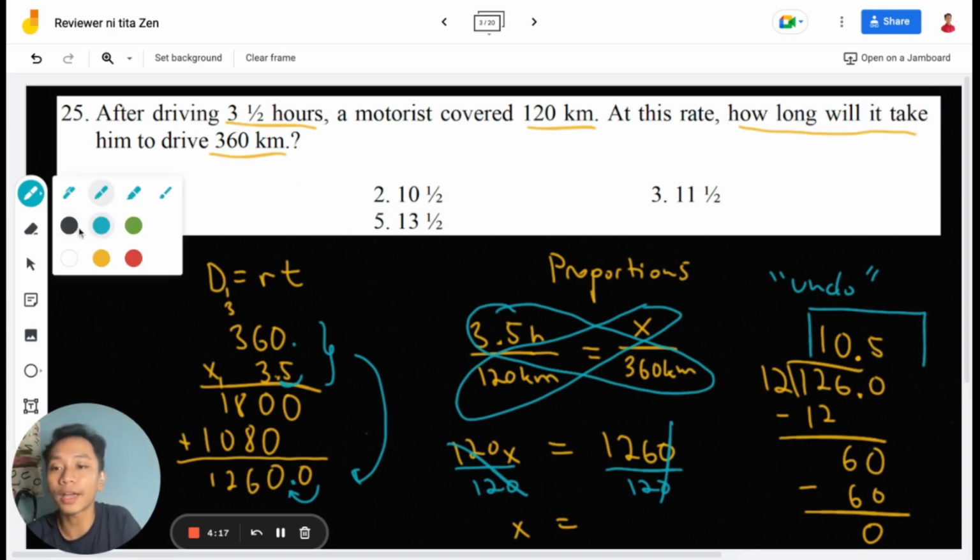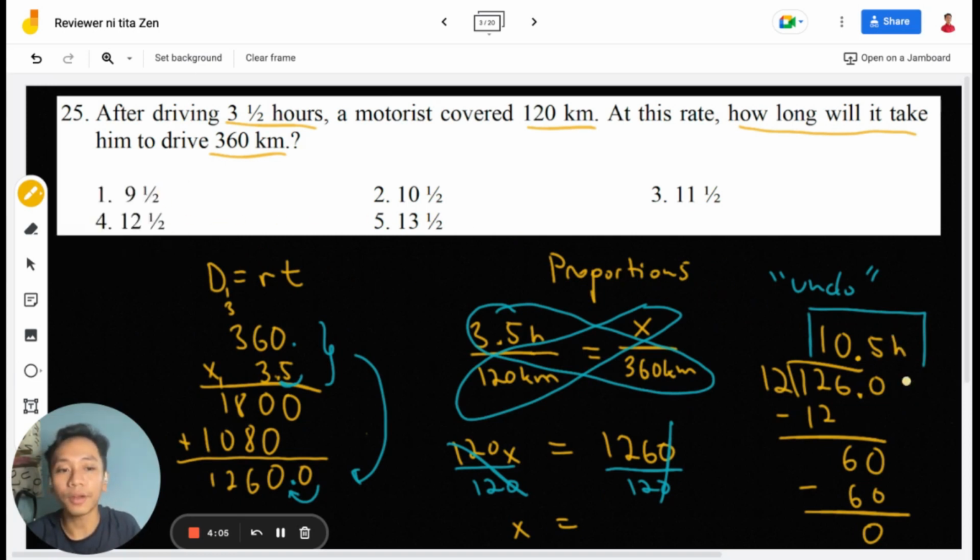Ano yung 10.5? Again, yan yung amount of time na kakailanganin to cover a distance of 360 kilometers. So yan ay 10.5 hours. Now sa options natin, 10.5 is equivalent to, right here, it's 10 and a half. Hopefully nakatulong itong video na ito.